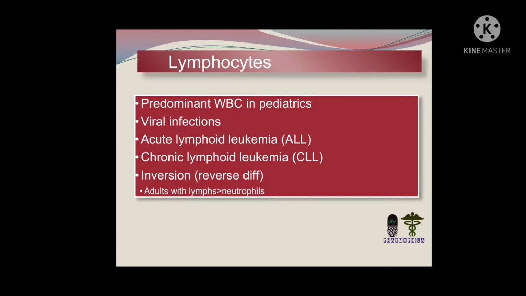Now lymphocytes, another WBC differential. It's the predominant WBC in pediatrics, and it protects our body from viral infections. Along with this, another type of WBC differential also protects our body from viral infection. Which subtype of the WBC protects our body from viral infection? This is my question, so let me know your right answer in the chat box. Acute lymphoid leukemia, this is a type of blood cancer, and CLL.